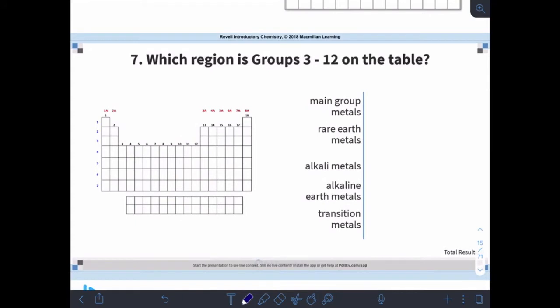So which region is groups 3 through 12 on the periodic table? That's this section in the middle here of the periodic table. So group 1 is the alkali metals, 2 is the alkaline earth metals, 17 is the halogens, 18 is the noble gases. There is no particular category for the rare earth metals, so that leaves the transition metals.